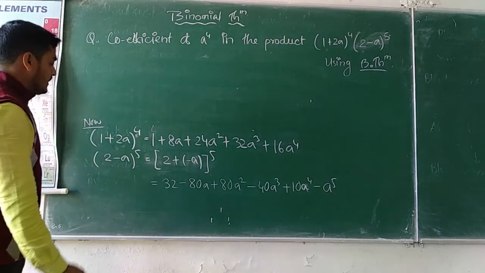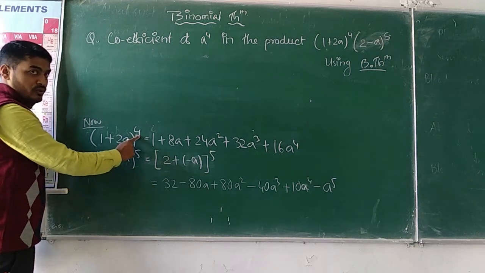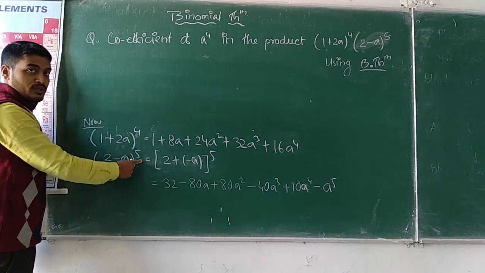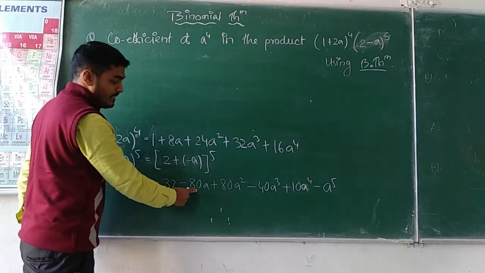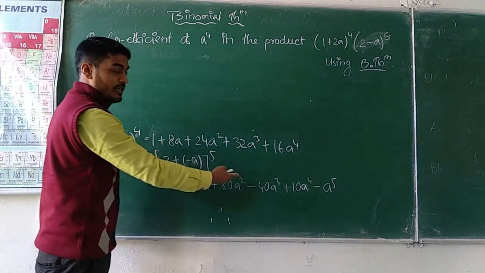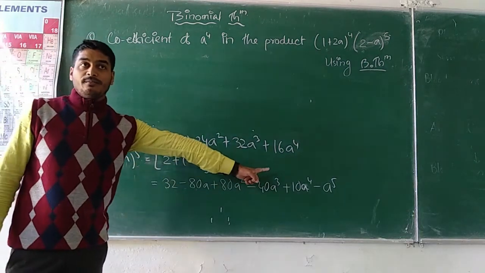Now look, we have got the expansion for 1 plus twice a whole to the power 4 and 2 minus a whole to the power 5. So using binomial theorem we have got 32 minus 80a plus 80a square minus 40a cube plus 10a to the power 4 minus a to the power 5. If you observe carefully then you will get that.